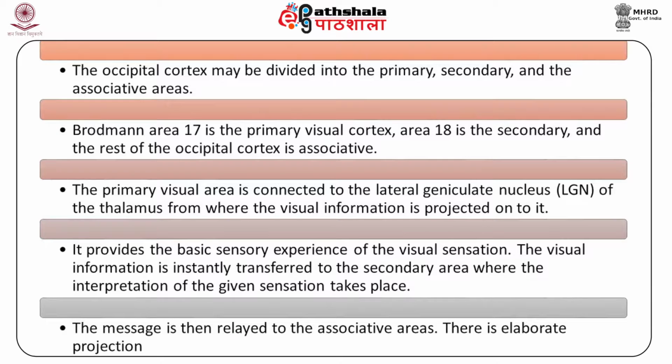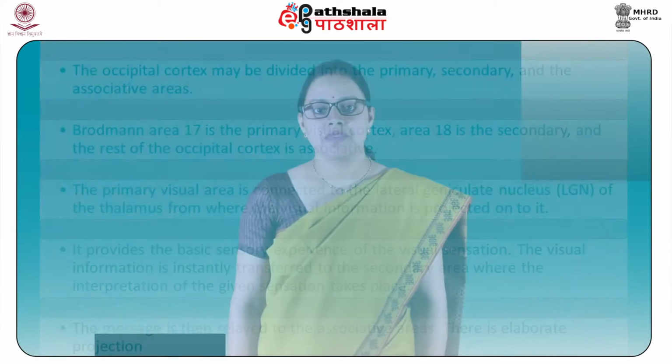There is elaborate projection of information to this area from other lobes of the brain, especially the parietal and the temporal cortices. The visual-spatial perception and the integration of the auditory and the visual information is thus possible due to the function of the associative areas of the occipital cortex. The perception of vision becomes highly cognitive due to the integrative mechanisms of the associative areas.